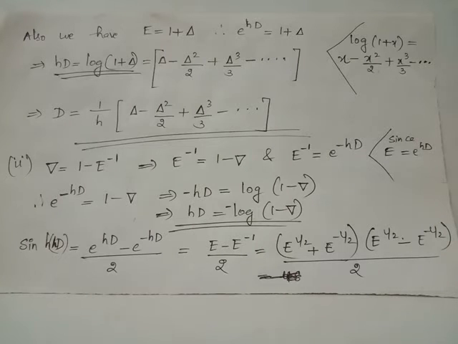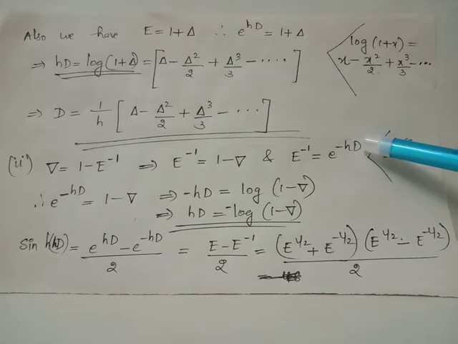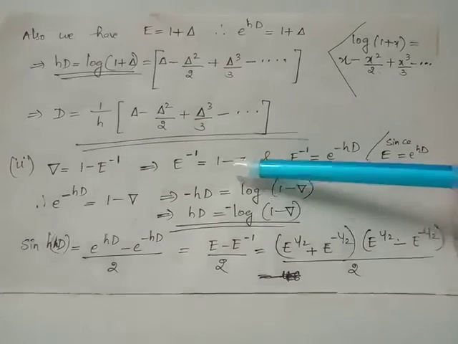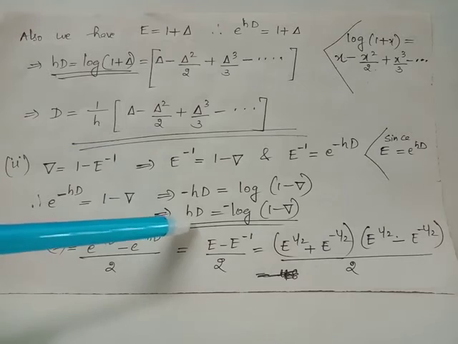Since we have backward difference operator equals 1 minus inverse shift operator, we have inverse shift operator equals 1 minus del. Since capital E equals e raised to hD, we have E inverse equals e raised to negative hD, or we have e raised to negative hD equals 1 minus del from these two relations. Thus, when you apply log on both sides of this equation, you get minus hD equals log of 1 minus del, which can also be written as hD equals minus log of 1 minus del. Hence, this relation is proved.